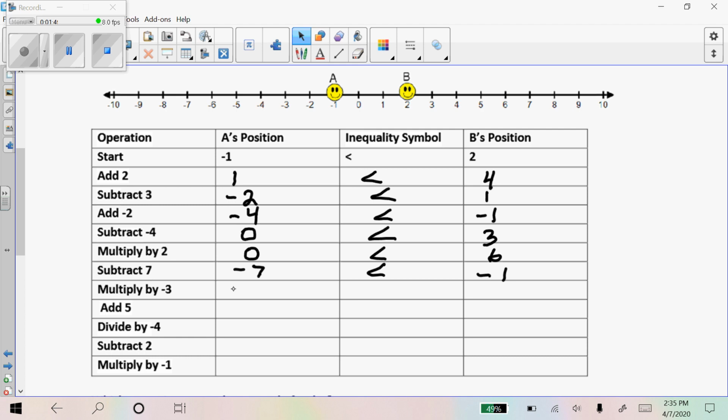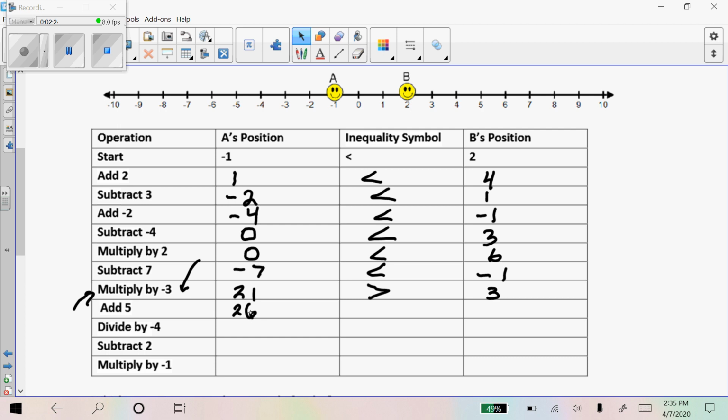Multiplying both sides by -3. -7 times -3 is positive 21. -1 times -3 is positive 3. Notice what happened right there. We just had to change the sign around because we multiplied by a negative number. So let's see if that ever happens in any other case. So basically, I think what that means is that when we multiply by a negative, we need to remember to switch the sign because the direction of the inequality is changing.